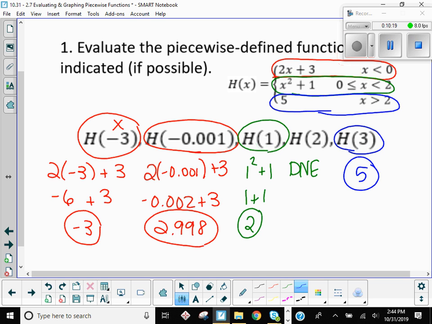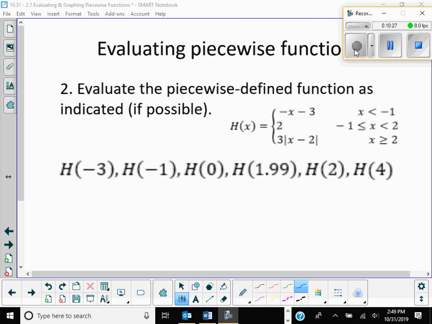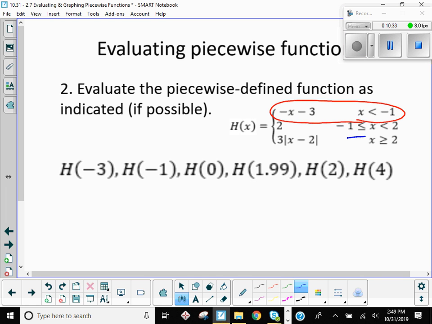Right? I want you to try the next problem that's in the upper right corner. Take a minute and do that yourself. Take a moment. All right. So we've got red and blue and green. The first one, h of negative 3, where does negative 3 belong? Red, blue, or green?